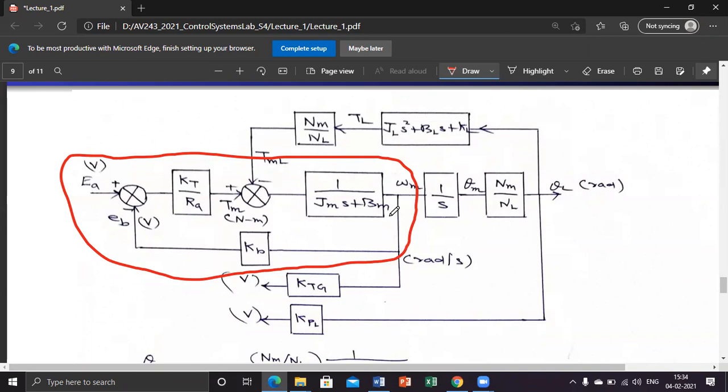If somebody's mic is on, just mute it. All are requested to mute their mics.